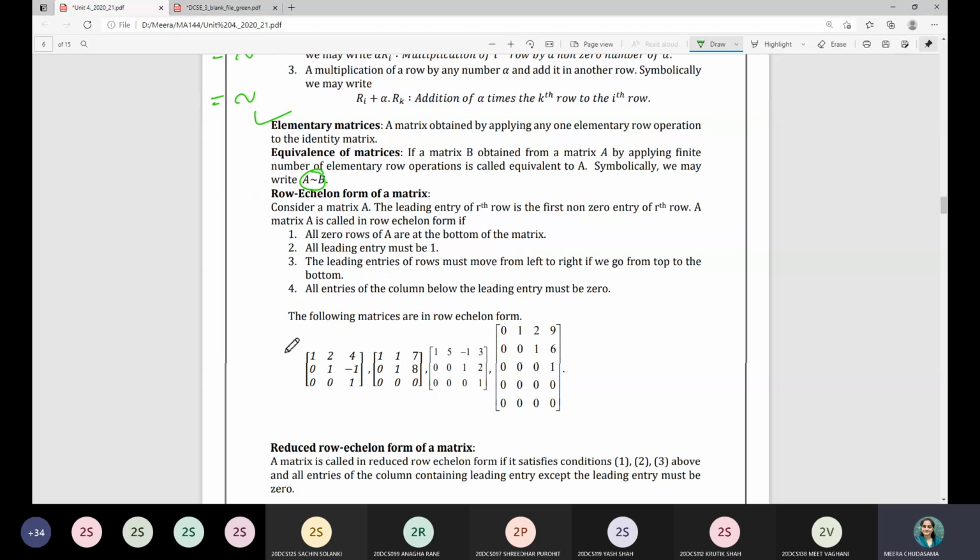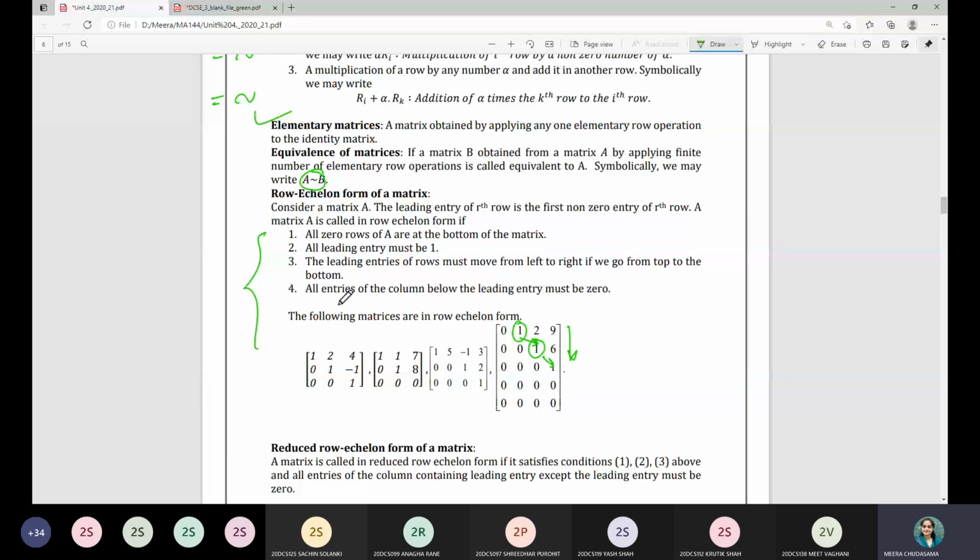Then row echelon form. So when do we say that the matrix is in row echelon form? If it satisfies these conditions: the first one is that all-zero rows have to be at the bottom of the matrix. The leading entry must be 1, a leading 1. Then the leading entries of the rows must shift from left to right as we go from top to bottom. So this is a leading one, this is a leading one, so it has to shift from left to right as I go from top to bottom.